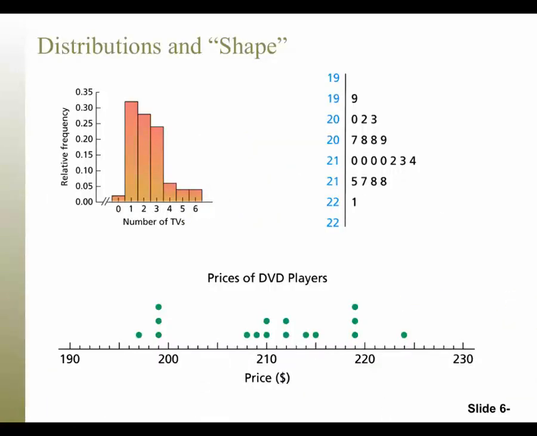All right, so before we talk about that, let's talk about distribution shape. Here are some examples we've seen in the past. This was the relative frequency for the number of TVs in a household. This was a stem and leaf plot. Here are prices of DVD players. When you graph all of the data, the distribution of the data takes on a shape, like this one.